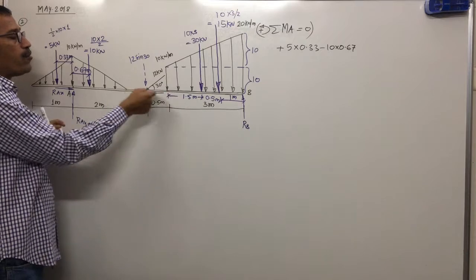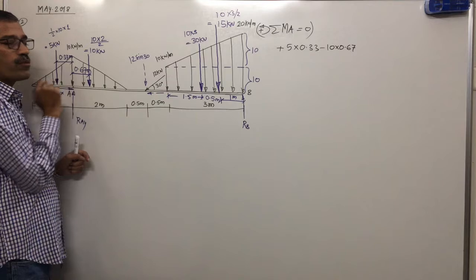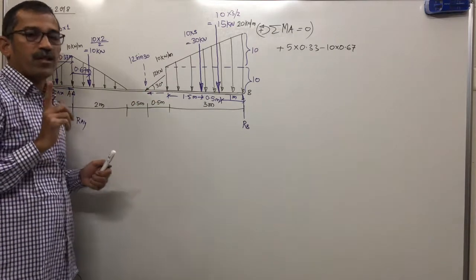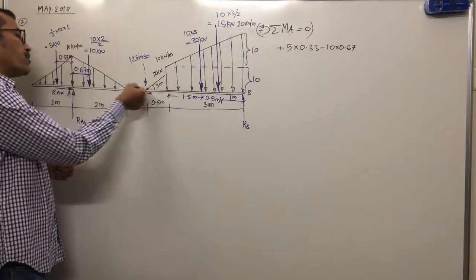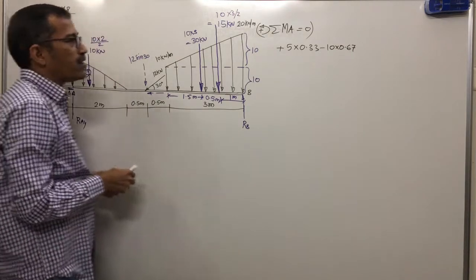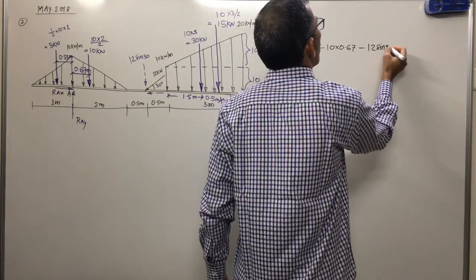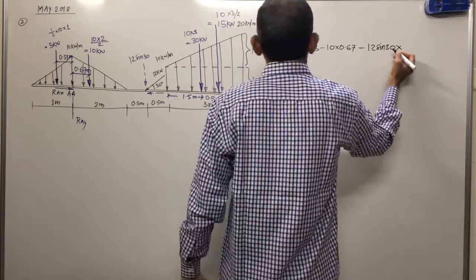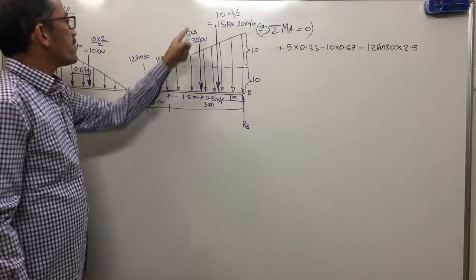Moment of the horizontal component of 12 is 0 because its line of action passes through point A. Whenever the line of action of any force passes through the moment center, the moment is 0. Moment of the vertical component about A is clockwise, minus 12 sine 30, with distance 0.5 and 2.5 meter. Okay.